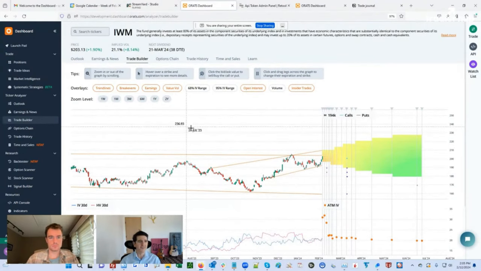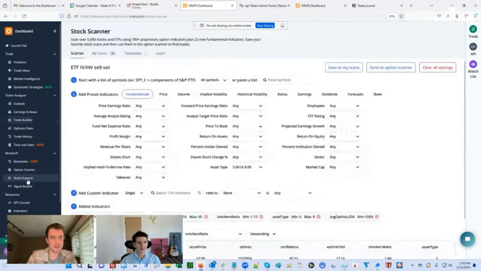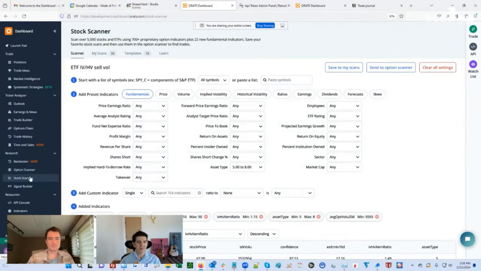How does that sound, Todd? Yeah, it sounds good. So that's in our stock scanner, right? We've been using that quite a bit during these shows. Yeah, I mean, the stock scanner is such a great way to filter through just tons of symbols and find the best indicators.